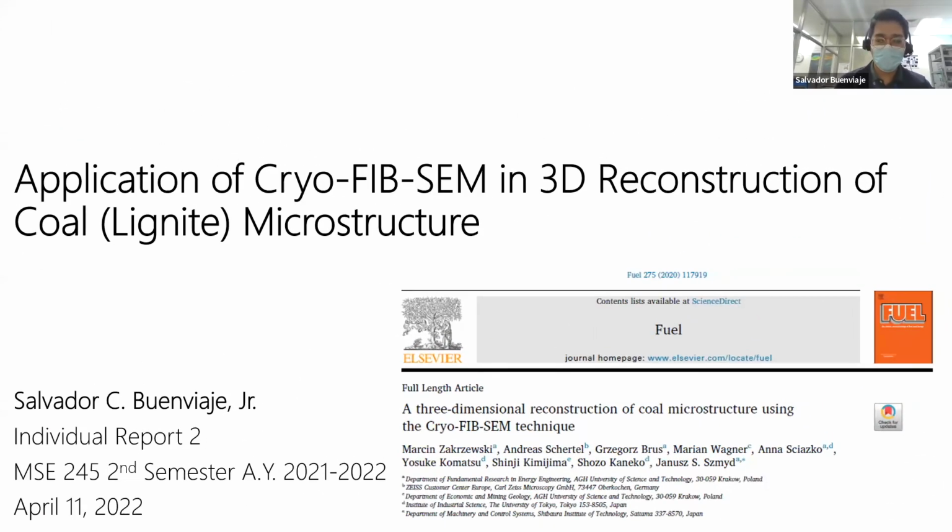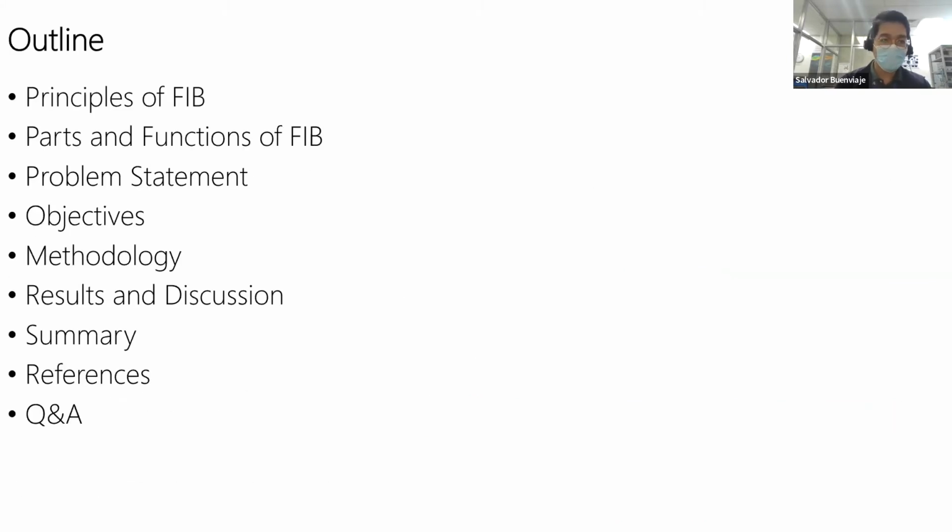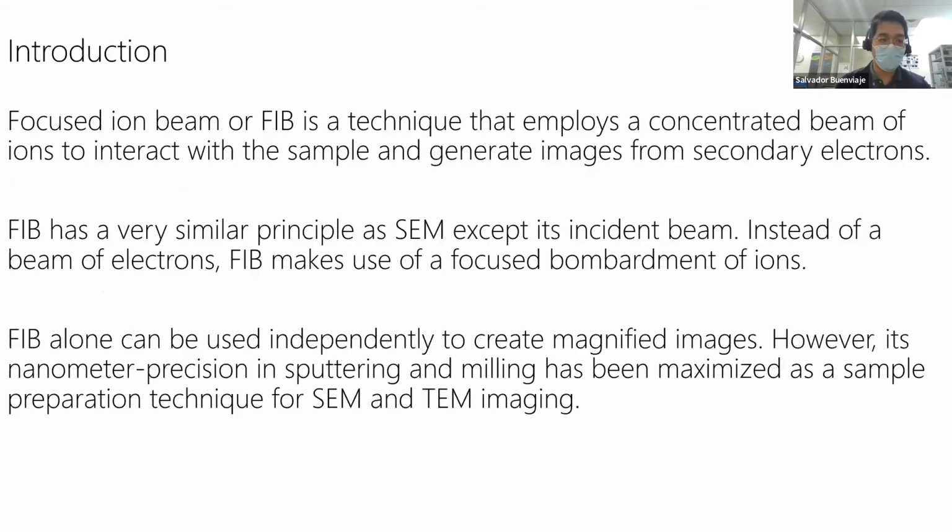So thank you. Good afternoon. For my individual report 2, I will be presenting the topic about FIB-SEM. In particular, FIB-SEM in this paper was applied to investigate the microstructure of coal. So this is the outline of my presentation. We will first discuss the principles, parts, and functions of FIB. Then going to the paper, we will deal with the problem statement, objectives, methodology, results and discussion, then summary, Q&A.